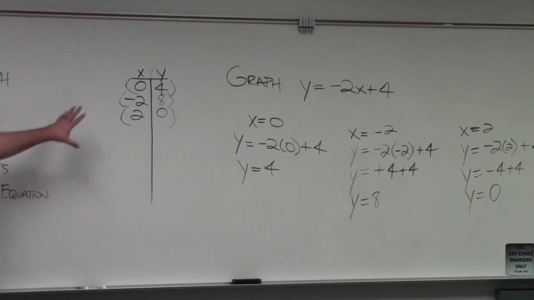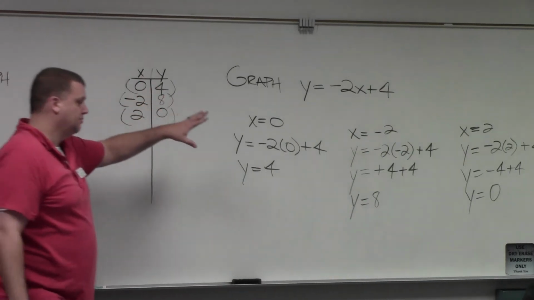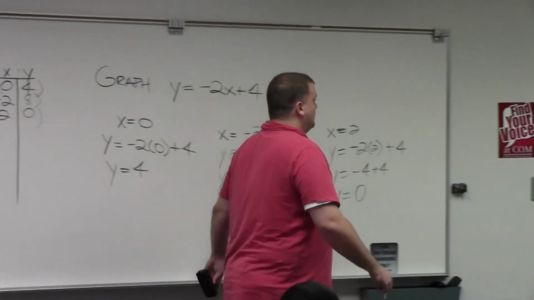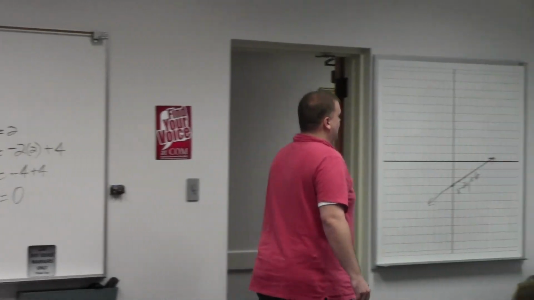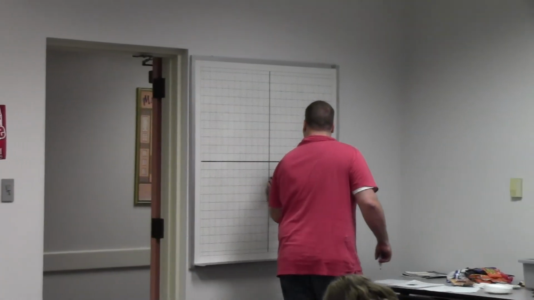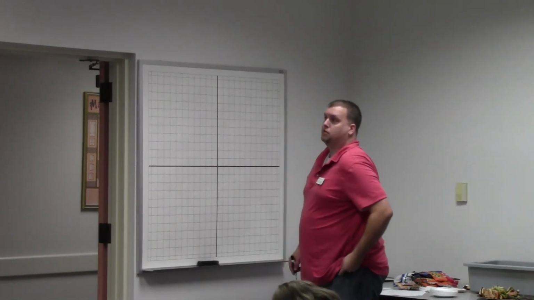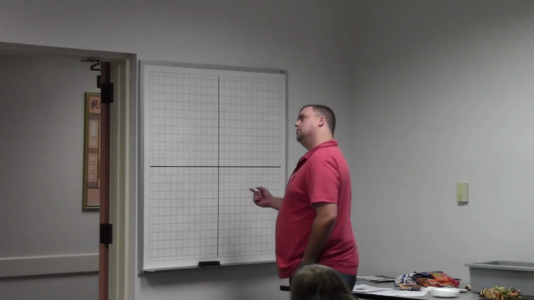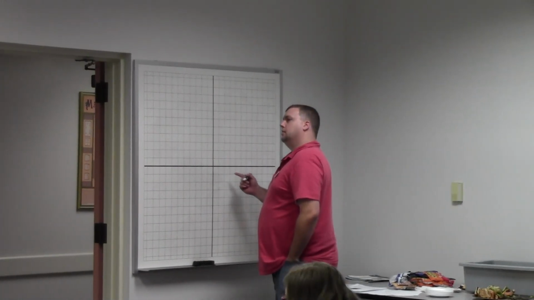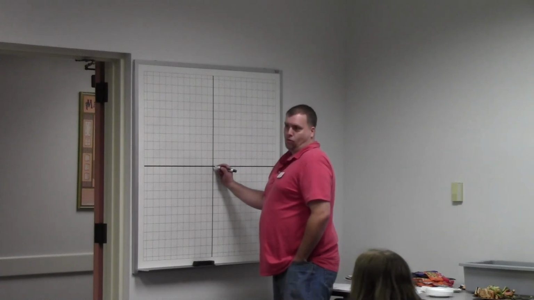All right, so let's transfer these points over to the graph. Once again, it's long. All right, so how would I plot that first point, 0, 4? Where would that be? Right 4? No, 0. Up 4. Oh, my bad. It's a Y value. That's right. Yeah, be careful.